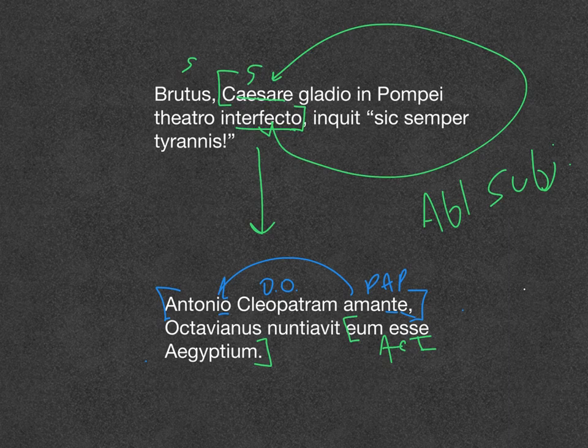So anyway, that's another example. So of these two, just to review one more time, you get on the first one, with Caesar having been killed with a sword in the theater of Pompey as the ablative absolute. And in the second one, the ablative absolute is with Anthony loving Cleopatra with that other PAP kind of participle.